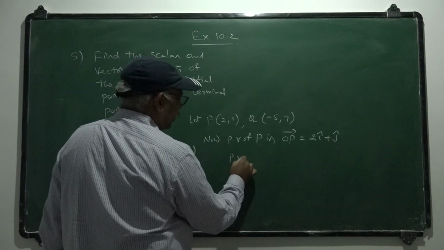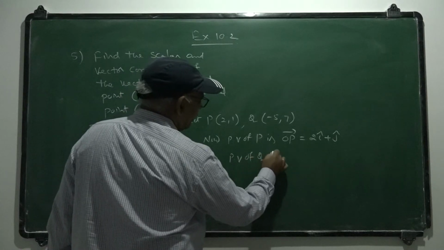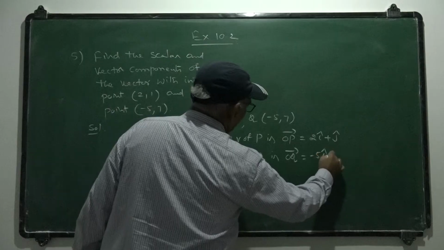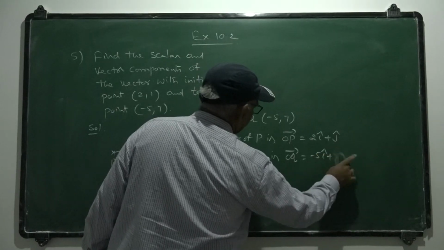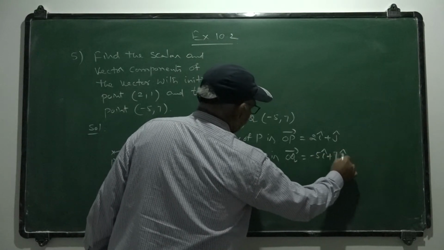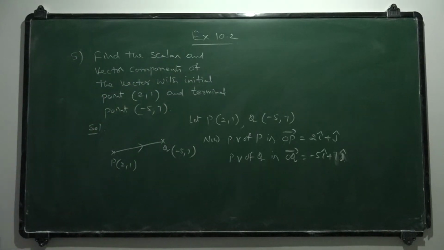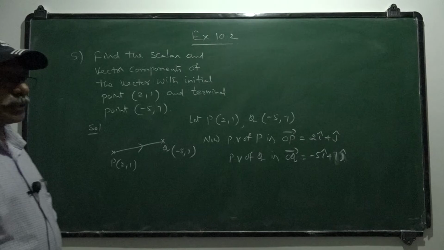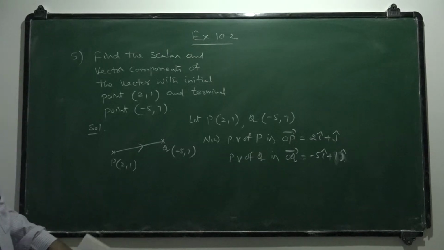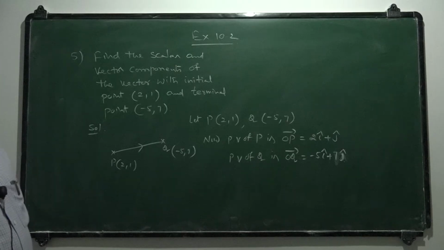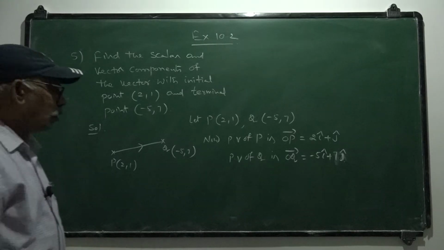Similarly, the position vector of Q is OQ bar equal to -5i plus 7j. These two are two-dimensional vectors, because the points are two-dimensional, hence we get two-dimensional vectors. OP bar is 2i plus j, the position vector of P, whereas OQ bar, the position vector of Q, is -5i plus 7j.